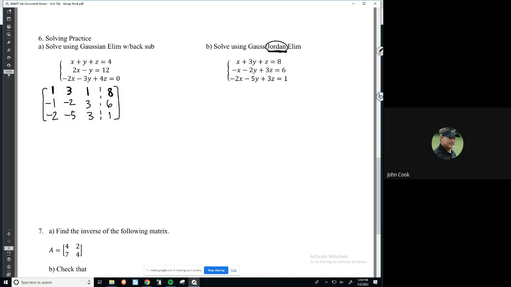Anyways, we've got to get this in row echelon form. So we need to turn this negative 1 into a 0. I need to turn this negative 2 into a 0. So here's what we're going to do. We're going to do one step at a time. Let's get rid of that negative 1 first, okay? So how would I do that?